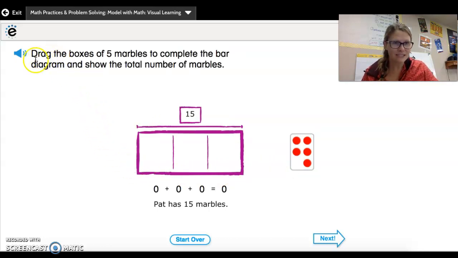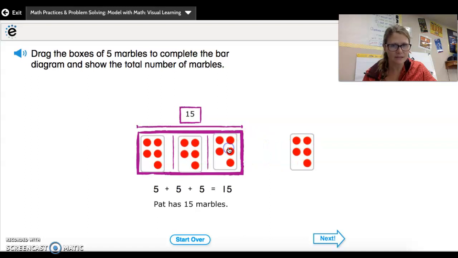All right, the directions tell us to drag the boxes of 5 marbles to complete the bar diagram and show the total number of marbles. Notice they've got a repeated addition down here. So I have 0 plus 0 plus 0 equals 0. And we know he has 15 marbles. So let's drag them. That's what this top number is telling us, okay? Let's drag our box of marbles. Here's 1 box. Here's 2 boxes. Here's 3 boxes. So we should have 5 plus 5 plus 5, which equals 15. Let's keep going.